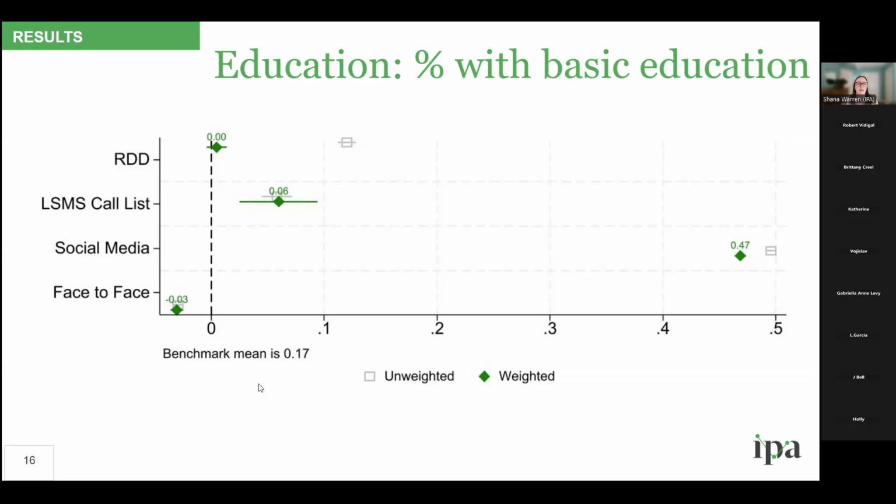We find that weighting is very effective for the RDD surveys overall. It does very little for the LSMS call list, which was not too far off in the first place. It's wildly ineffective for the social media study. Why might this be? I think we can make a fair assessment that the use of social media and Facebook in particular is not going to be a representative sample of the population. Okay. So the social media sample was just way off on basic levels of education.